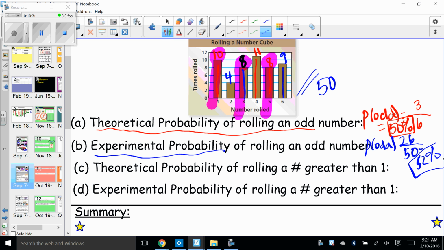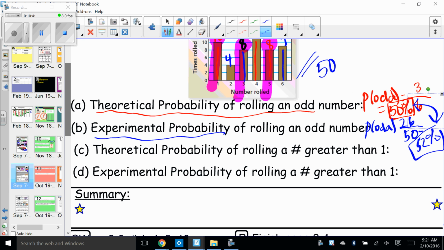So was it perfect? No. Was it close? Yes. We said that we had a 50% chance of rolling an odd, and we got a 52% chance in our experiment. Pretty darn close, acceptable answer for sure. Okay, so let's take a look at this next example. Last example of the day here.